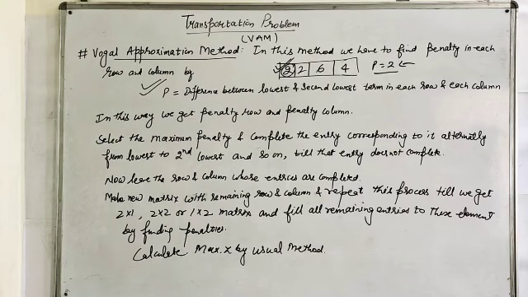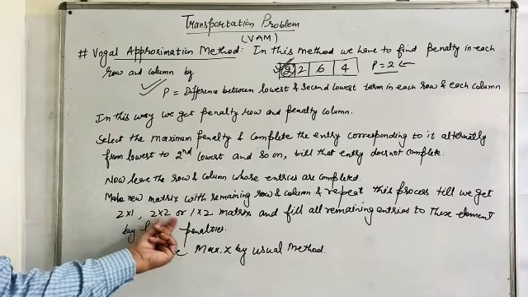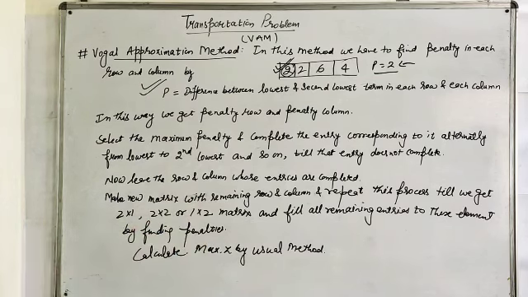Now make a new matrix, again find penalties, again put entries on the elements, again leave the row and column, and repeat this process till a 2 by 1, 2 by 2 or 1 by 2 matrix arises, and fill all the remaining entries in these elements by finding penalties. And now calculate the minimum Z by the usual method.